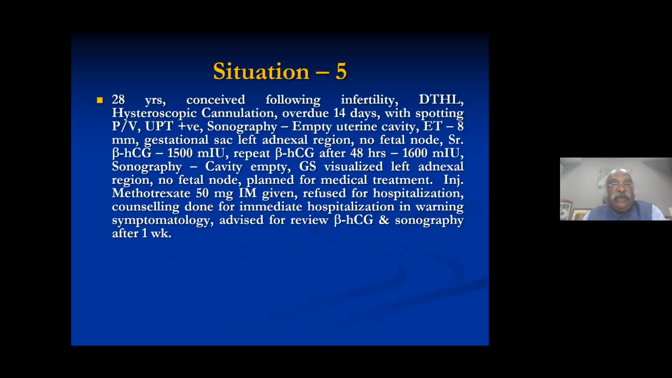Situation 5: 28 years, conceived following infertility. Diagnostic therapeutic hysterolaparoscopy was done. Histoscopic cannulation was done. Overdue was 14 days with spotting PV. Now UPT was positive. She conceived following histoscopic cannulation, and sonography revealed an empty uterine cavity. Endometrium thickness is 8 millimeter. A gestational sac was found in the left adnexal region, but no fetal node. And serum beta HCG was in the range of 1500.